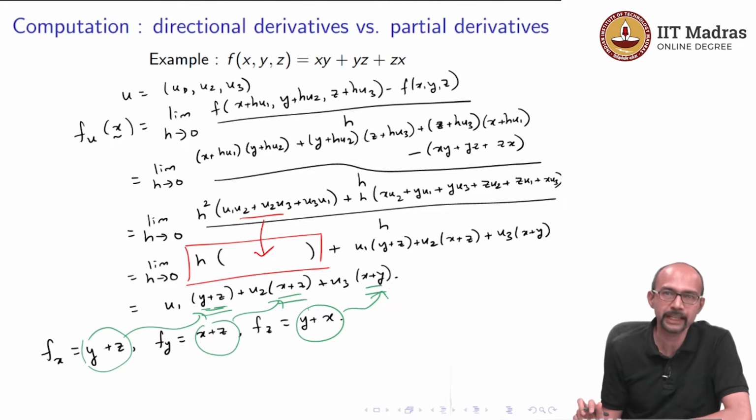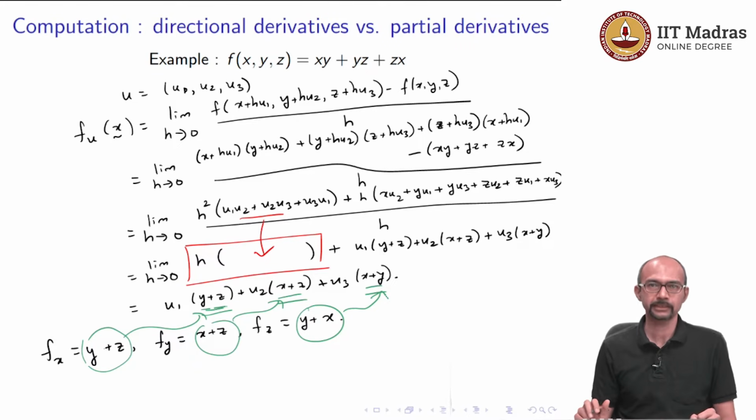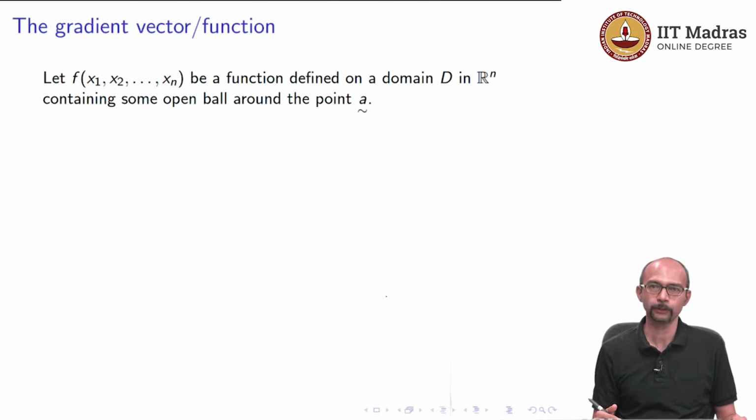So, maybe there is a relation here between the directional derivatives and the partial derivatives, which we can exploit, and which will make computing directional derivatives easy, and that is what this video is about. So, the main upshot is partial derivatives are easy to compute, directional derivatives are maybe not so easy to compute, because you have to actually sit and compute the limit, and that maybe there is a relation we want to exploit. Fine. So, to do that, we have to define something called the gradient vector or the gradient function.